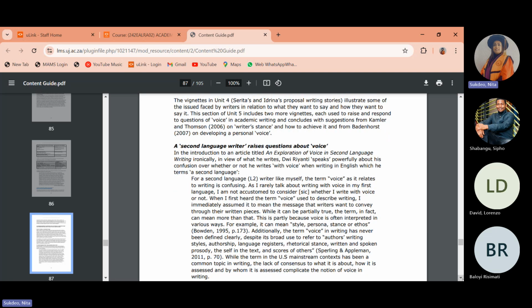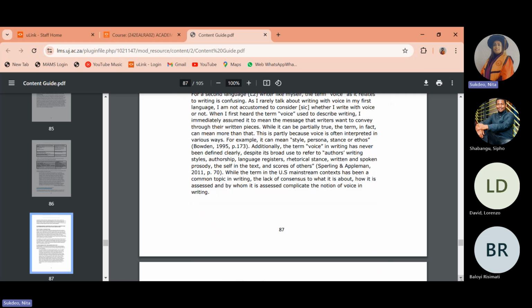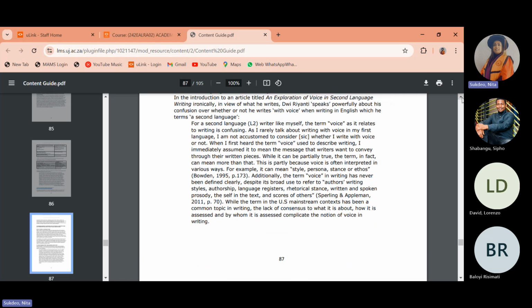Then we have second language writers raising questions about the voice, because for second language writers it's different. You're putting in your voice, but then now you have to transcribe. Remember, we said that for those who are bilingual and multilingual, it becomes a bit difficult to describe what you are writing, because you may write in a certain way, especially if you come from a background where English is not your first language. So it becomes a second language. So how do you exactly write?